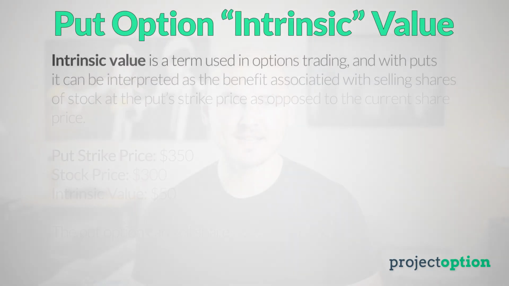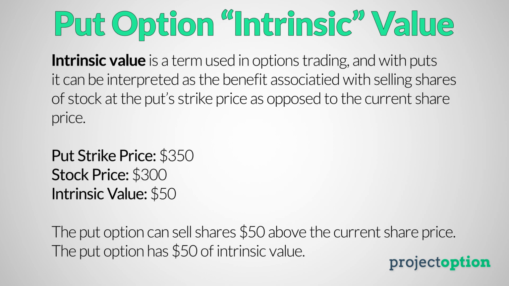When a stock price is below a put option strike price, the put option is said to have intrinsic value, and intrinsic value can be understood as the benefit associated with selling shares of stock above the current stock price. So in the case of owning a Tesla put option with a strike price of $350, if the stock price is at $300, then this put option has $50 of intrinsic value. In options trading, it is a law that options must be trading for at least their amount of intrinsic value. Otherwise, there is a risk-free profit to be made.